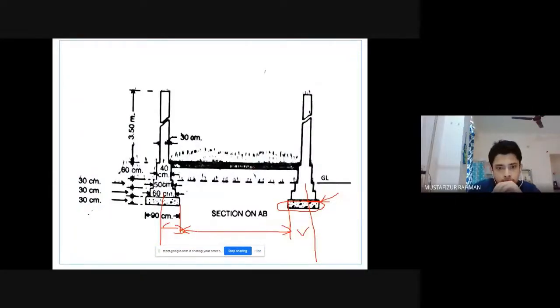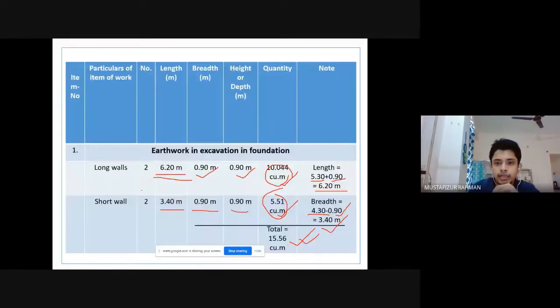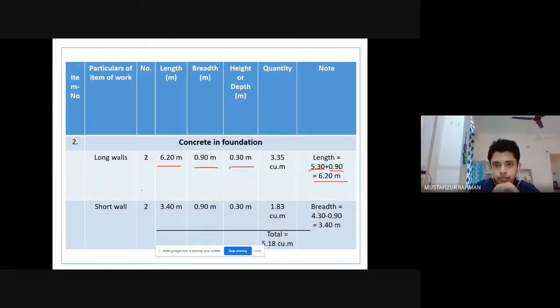From here, we will get the height. This is 30 centimeter height. So we are taking that same value here, 30 centimeter or 0.3 meter. Then we multiply this length, breadth, and height, and we get the volume of work. Similarly, in the shorter direction, we are again finding this. I'm writing breadth here because it is breadth in the plan, but ultimately it is length for the wall.